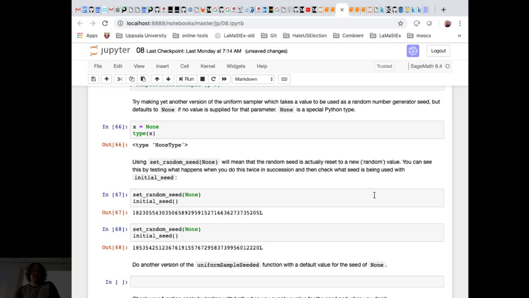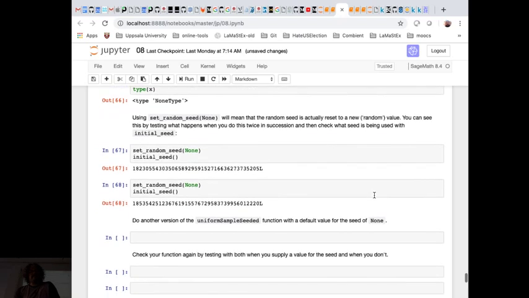Yeah, so do this one as well. So this is telling you about the NoneType, and it's a special Python type. So if you set the random seed to None, then it'll have its own initial seed, and then you can ask what it is, for example. Yeah, so if you do this again, it'll be a different random seed.